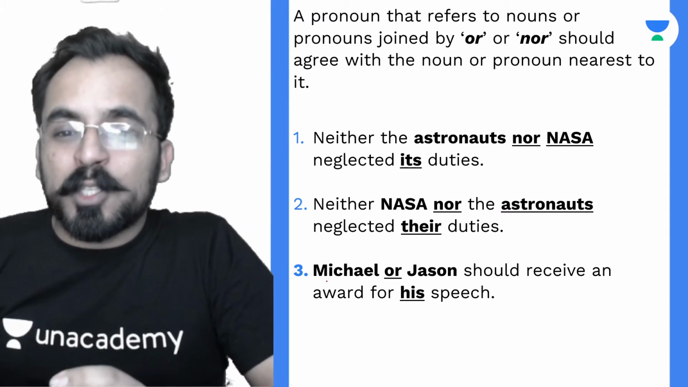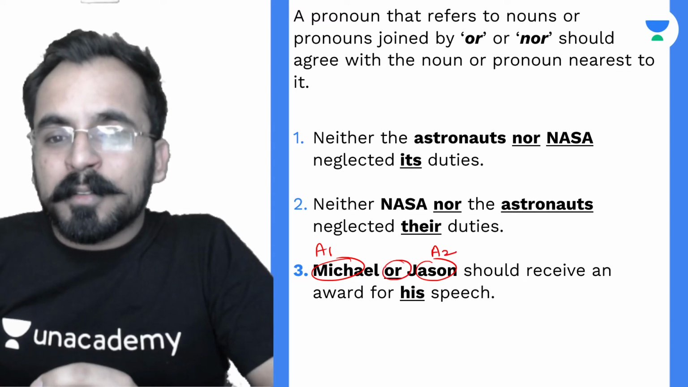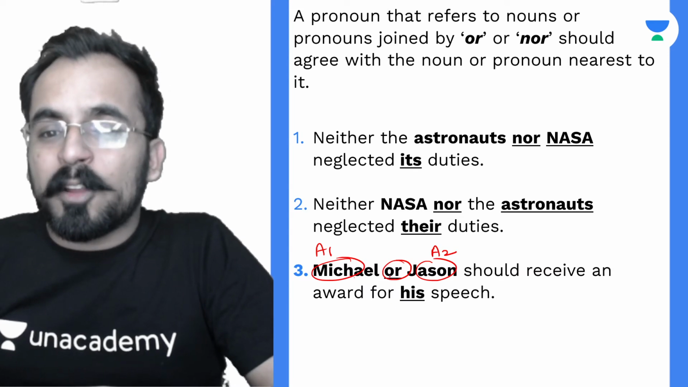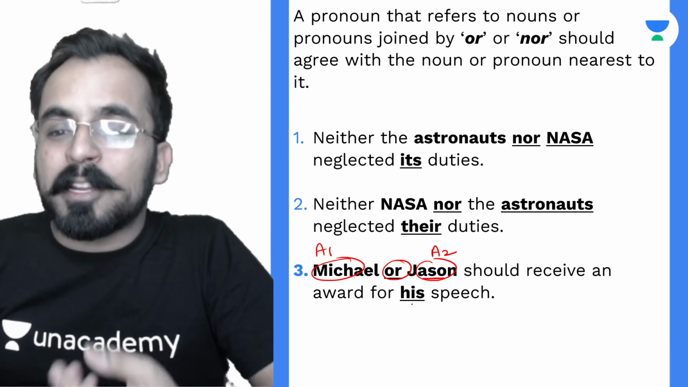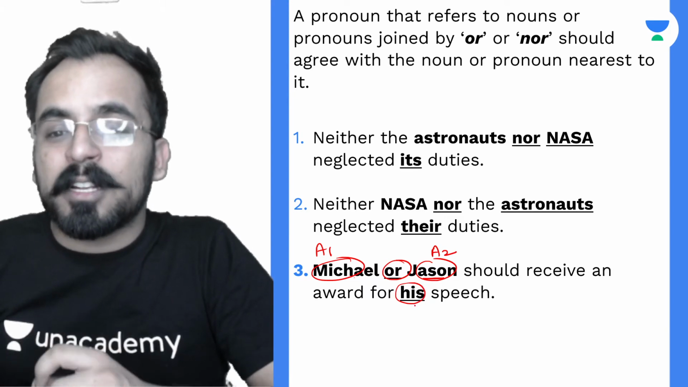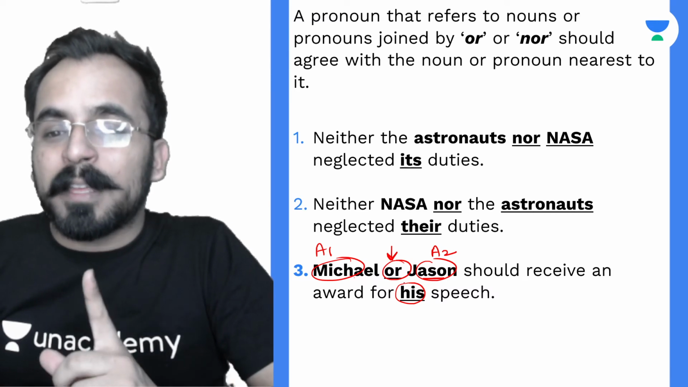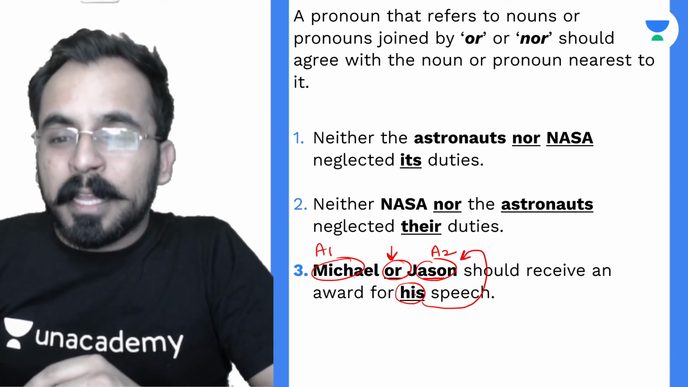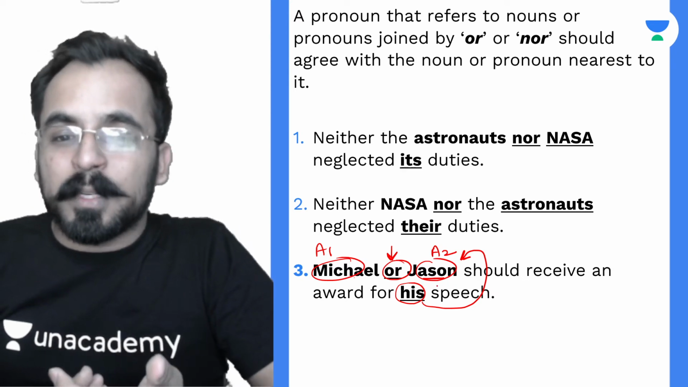Michael or Jason: two antecedents joined together by "or." So they should receive an award. Michael or Jason, who should receive? Jason should receive, right? Michael or Jason, only one of them should receive. So why have I written "his" here and not "their"? Because they are joined together by "or," one of them. So "his," because the pronoun is going to agree with the antecedent which is closest to it.